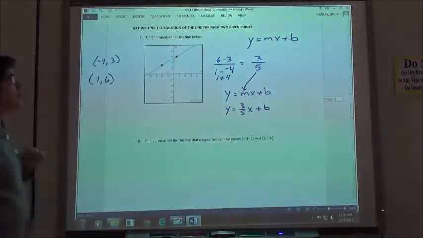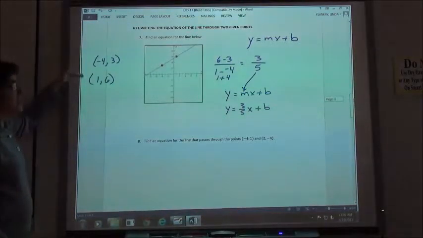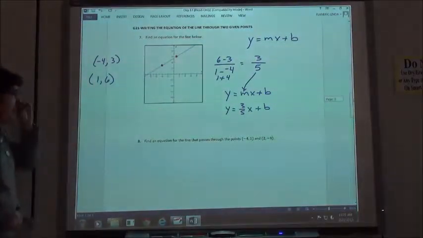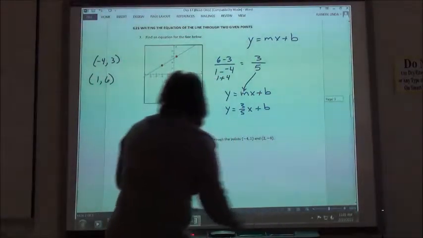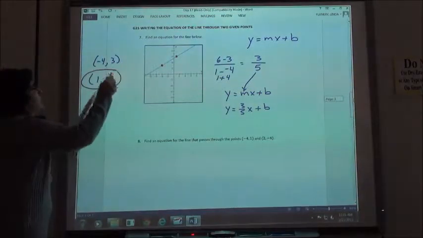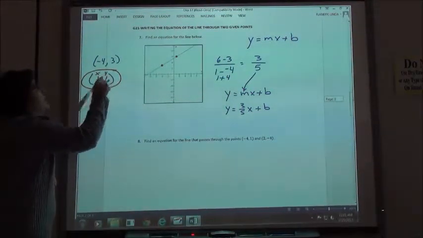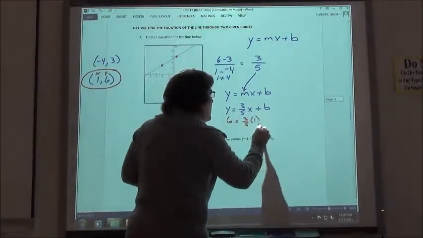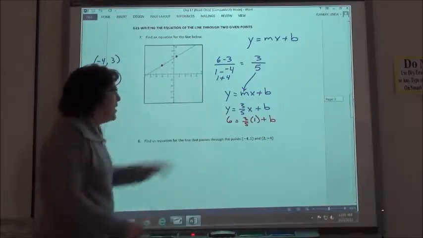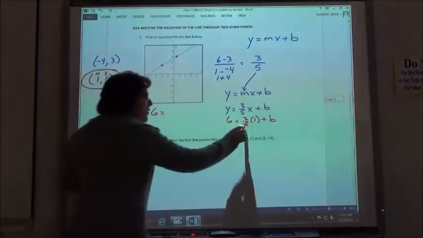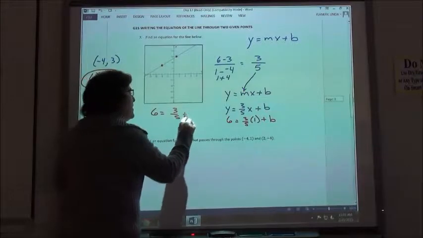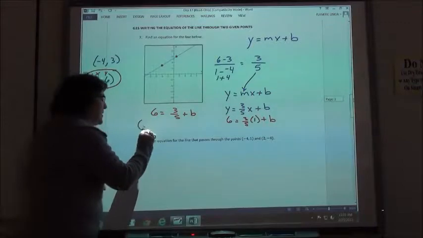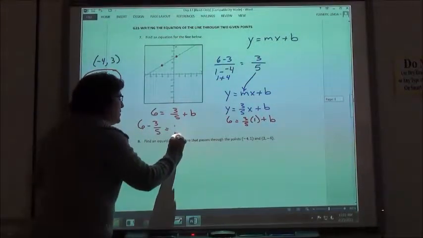Now going back to those first problems, I'm going to use either one of these 2 points in for the x and the y so that I can find the b value like we did on those first problems. Just because both of these are positive, I'm going to use this one. So 1 in for x, 6 in for y. 6 equals 3/5 times 1 plus b. So 6 is going to equal 3/5 plus b. To solve that, I have to minus my 3/5. 6 minus 3/5 equals b.